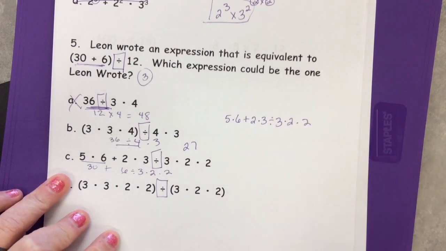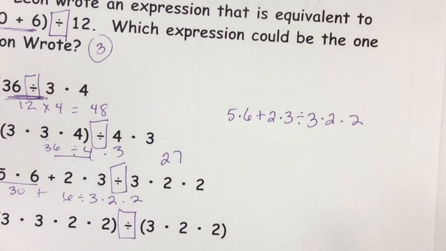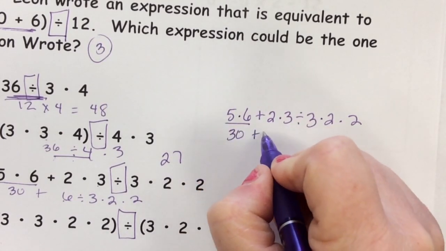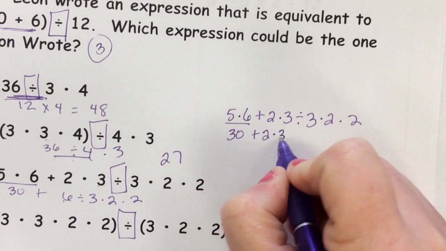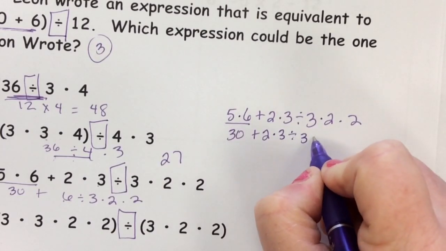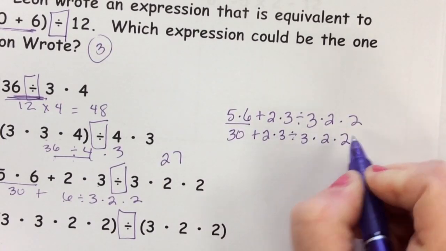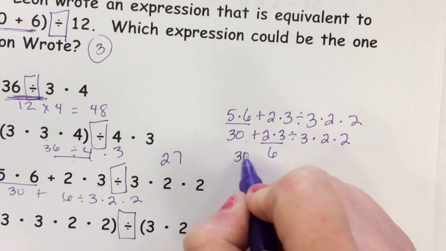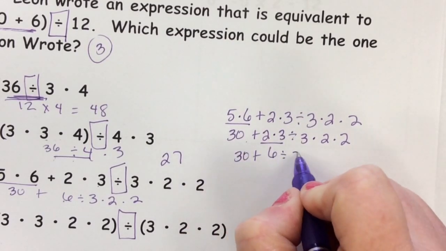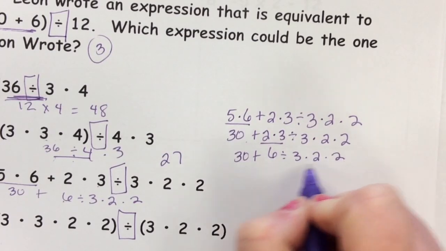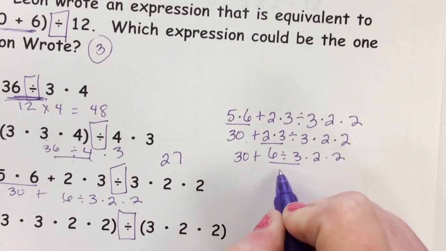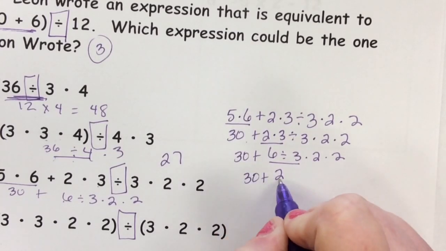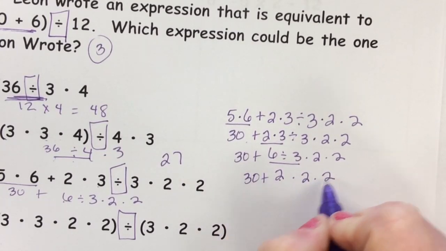Okay, is it all on there? All right, so if we start right here and do 5 times 6 and get 30, let's rewrite everything else. Okay, just like we always do for our order of operations. Times 2 times 2. Now I have multiplication here, so 6. 30 plus 6 divided by 3 times 2 times 2. 6 divided by 3 is 2. So 30 plus 2 times 2 times 2.